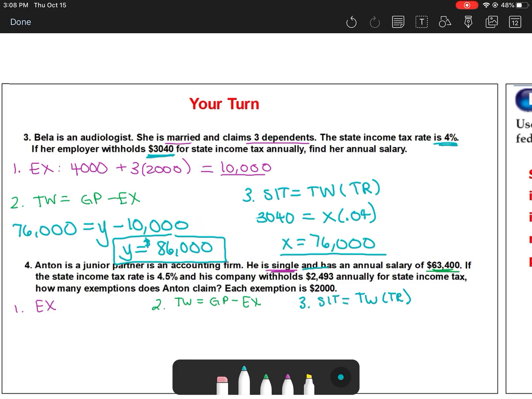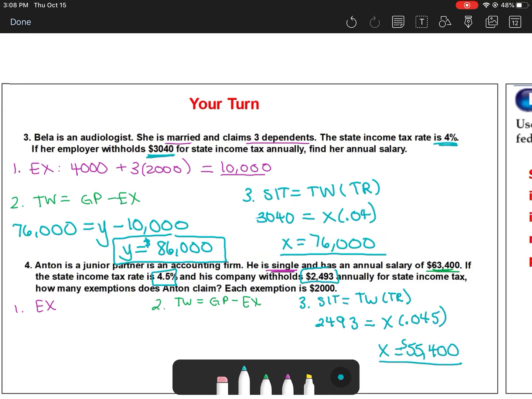So his company withholds $2,493. So that's my state income tax. So $2,493 equals, well, I don't know my taxable wage, so let's just do X. And my tax rate is 4.5%, so 0.045. So I can actually find my taxable wage. So taking $2,493 divided by 0.045, this gives me $55,400. Okay, so again, that's my taxable wage.